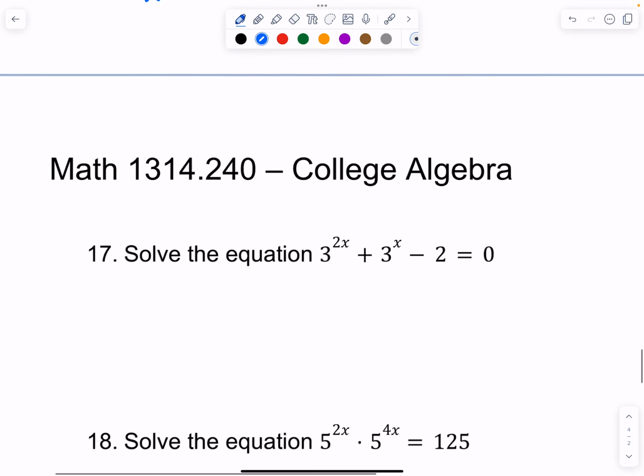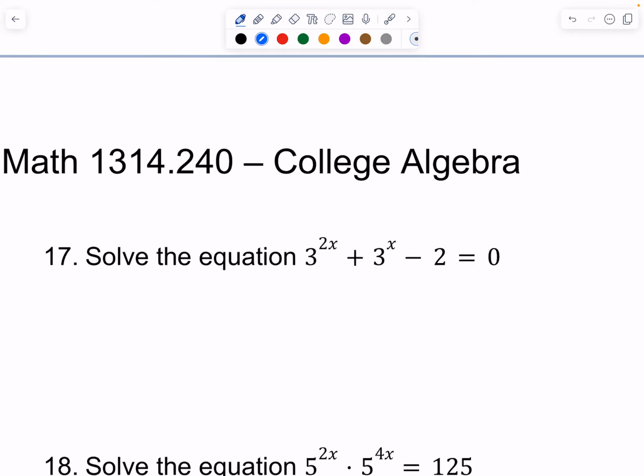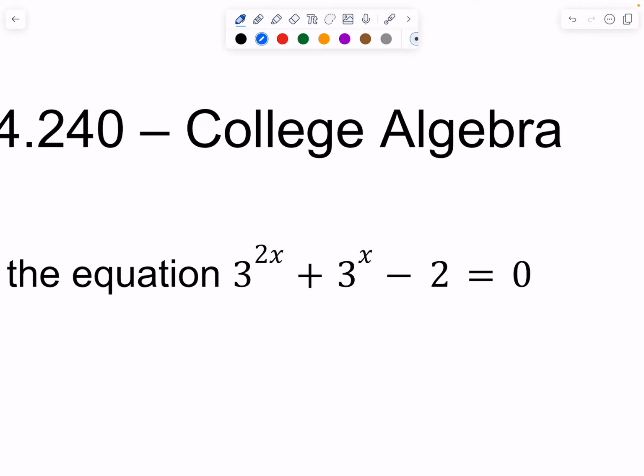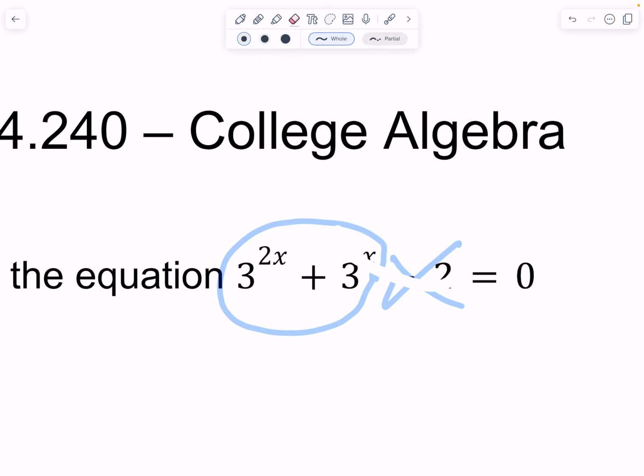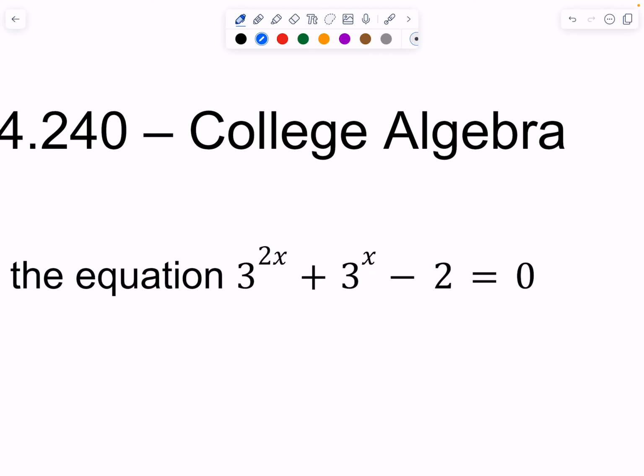Number 17 asks us to solve this equation: 3 to the 2x plus 3 to the x minus 2 equals 0. Now you might think at first glance, and actually you should always check this, for a way to combine these guys and get rid of everything else. The real problem here, though, is there is no way to combine two exponentials that are added. These are two different exponentials, and there is a plus in between them. There is no way to combine that.